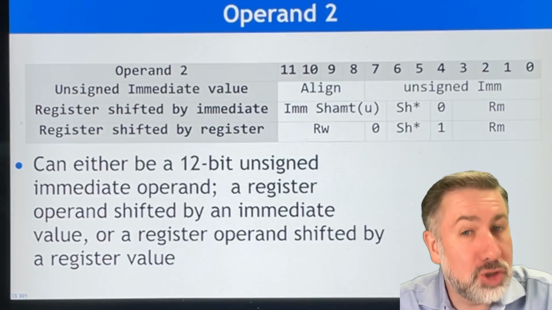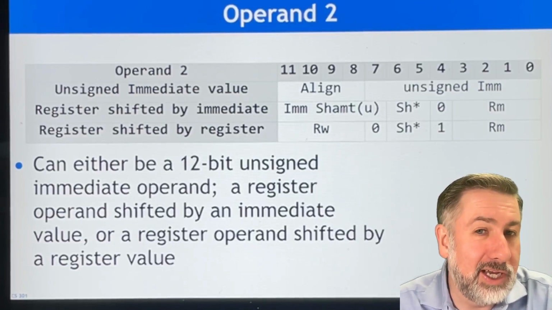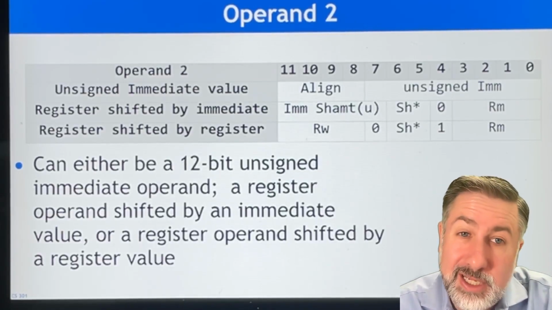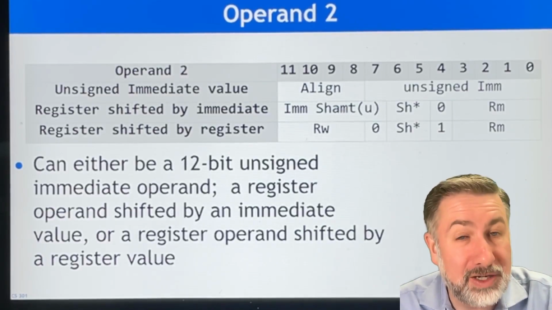And in fact, you have some choice here. You can specify a register by itself. You can specify a register shifted by some amount. And you can specify an immediate value. All of that's done in 12 bits.